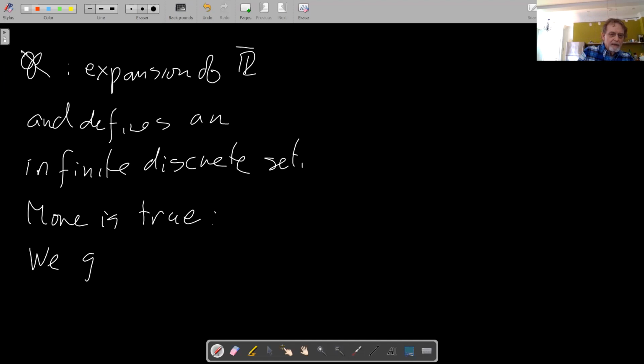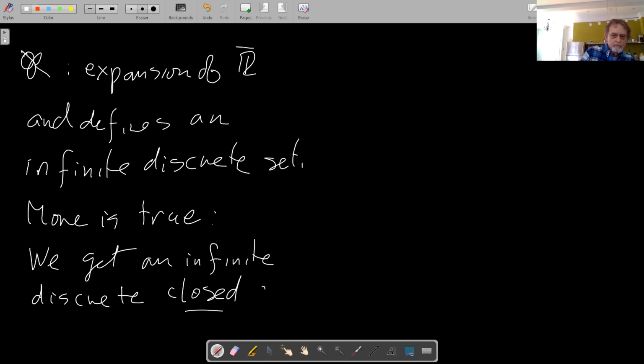We get an infinite discrete closed set. And of course, now that I've got an infinite discrete closed set, if I wanted to, I could reflect this either way around 0. And now I have something that's topologically a lot like the integers. They're separated and there are no limit points and everything. So you have a closed set.